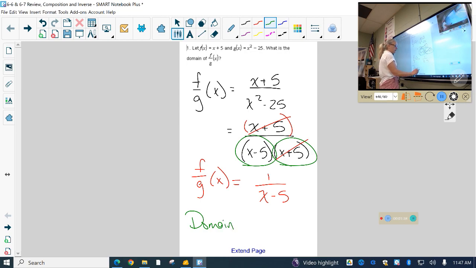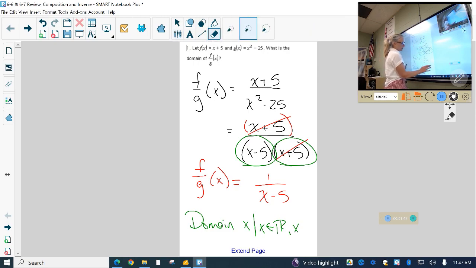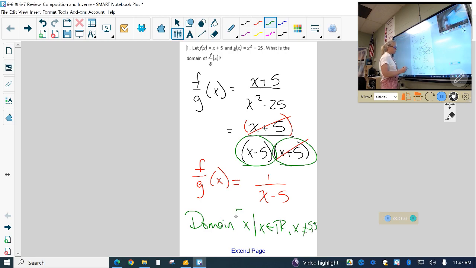So the domain is all real numbers, so x such that x is in the set of all real numbers, but x cannot be 5 or negative 5. Next one.